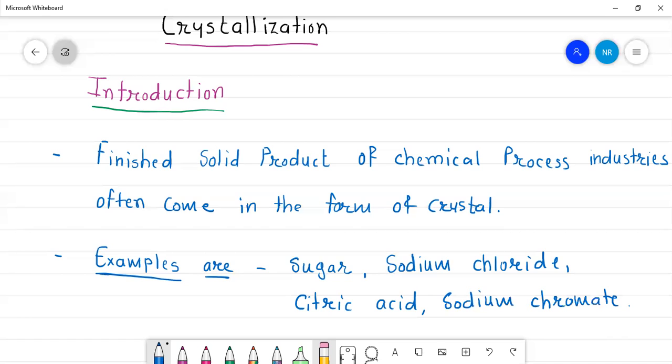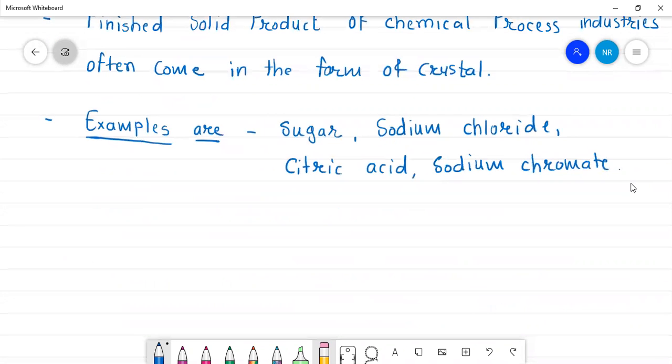Let's take one example, and that example will be sugar. Sugar is often an important component of our diet. Now let's see how this crystal is made. Based on an introduction, we'll take the example of sugar, how sugar is made, and based on it, we will start the topic of crystallization. So let's discuss the one example, sugar, a very important component of our diet.